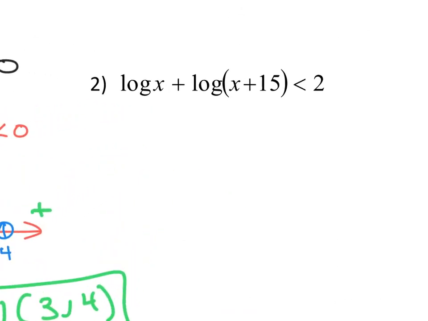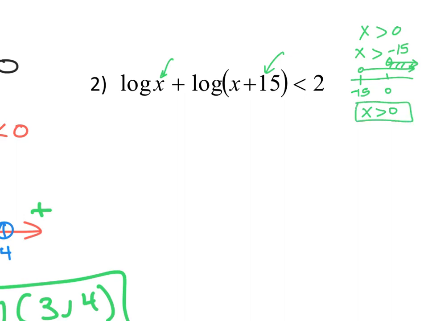Number 2 is a log one, so what I need to do is always remember that the argument of the log has to be greater than 0. So x has to be greater than 0, and x plus 15 has to be greater than 0, so x must be greater than negative 15. Then I need to see where they both meet. So from negative 15 up, and then from 0 up. So that means that my argument, or the x, has to be greater than 0 for this log to exist. Okay? So that is the domain restriction.